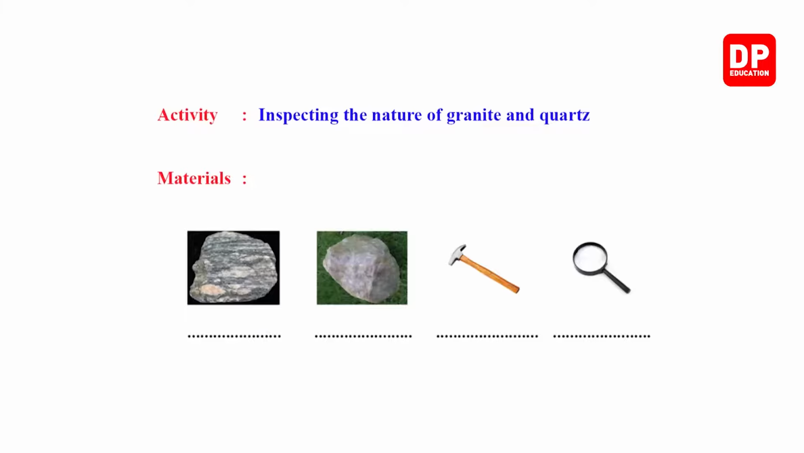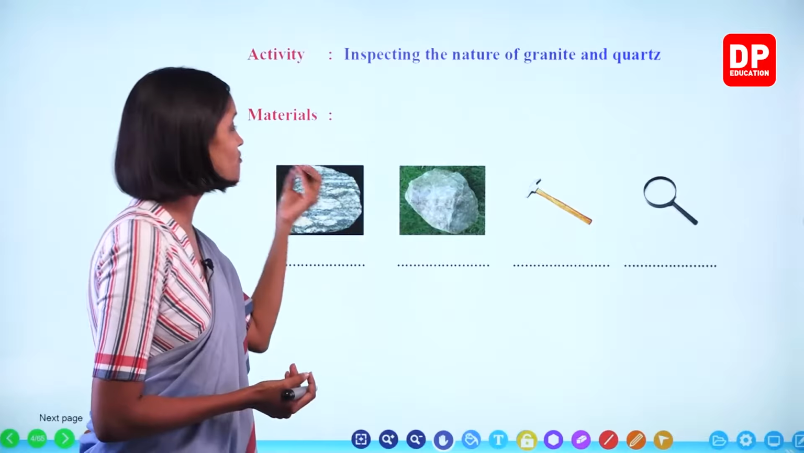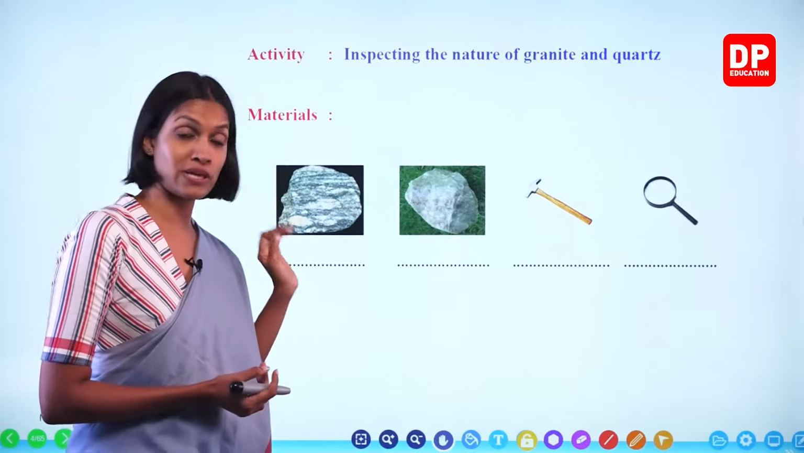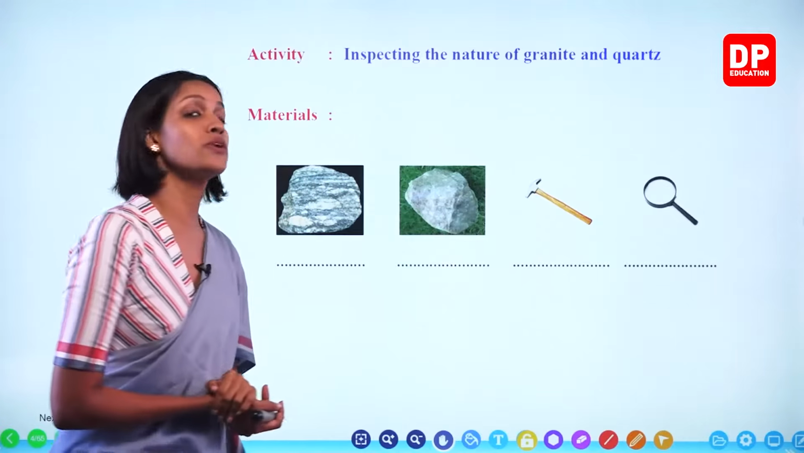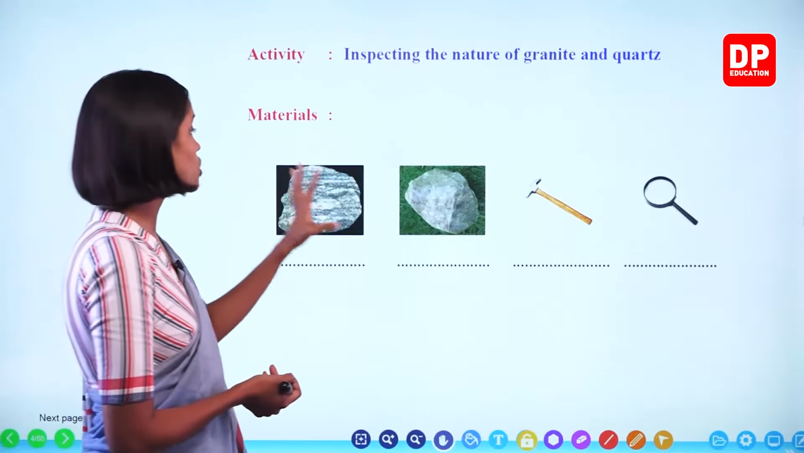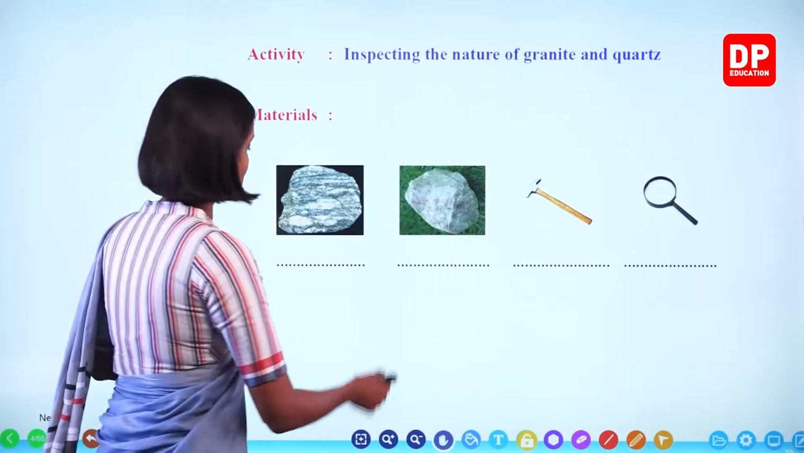Okay, children? So the activity is inspecting the nature of granite and quartz. We are going to find out what the features, or the natures, of these 2 pieces of stones are. Granite and quartz. So what do we need to do this activity? We need a piece of granite, a piece of quartz, a hammer and a hand lens. Okay, we will write.